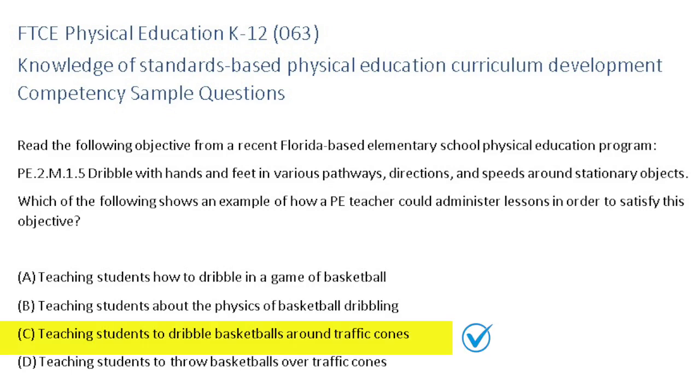The correct answer is C. Teaching students to dribble basketballs around traffic cones. It matches all parts of the objective. Students are dribbling, using hands and feet around stationary objects, and can practice changing pathways, directions, and speeds.